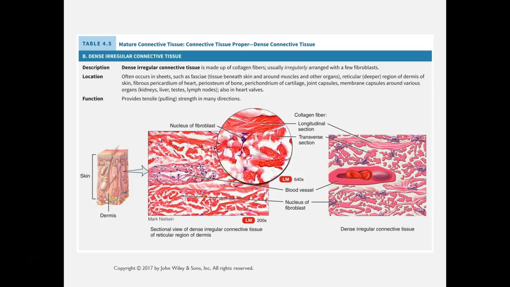So quite often you find this type of tissue in sheets, such as the fascia, which is beneath the skin and around organs or around muscles and other organs. You find dense irregular connective tissue in the dermis of the skin, helping to make up the fibrous pericardium of the heart that anchors the heart to the structures found around it, surrounding the bones in the periosteum and perichondrium that surrounds the cartilage. You find it in joint capsules and membrane capsules and within organs such as the kidney and the lymph nodes and the liver, and also helping to make up the heart valves.